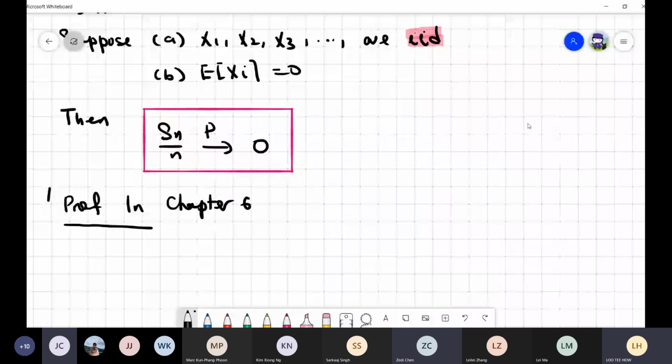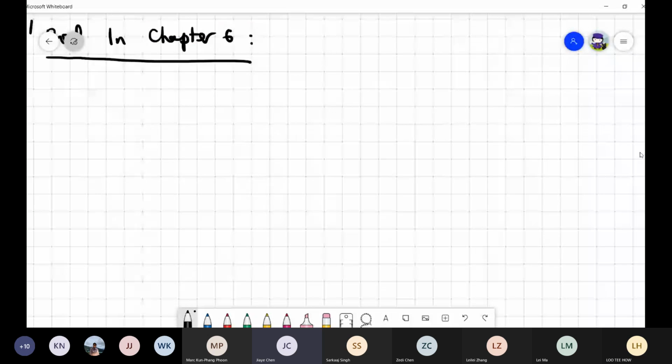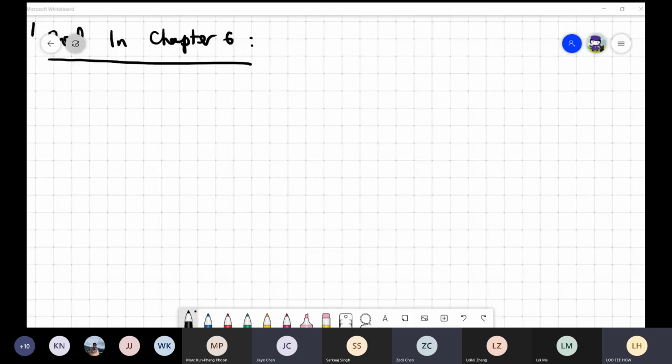It will be easier if we use the moment to prove this result. So I'm going to do the proof in chapter 6. Okay, next we look at the examples.